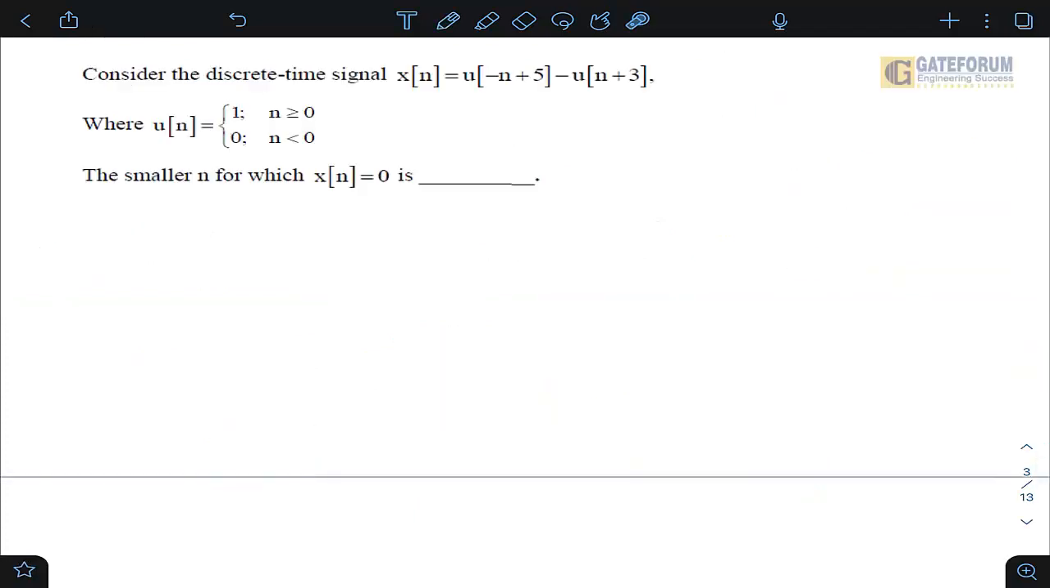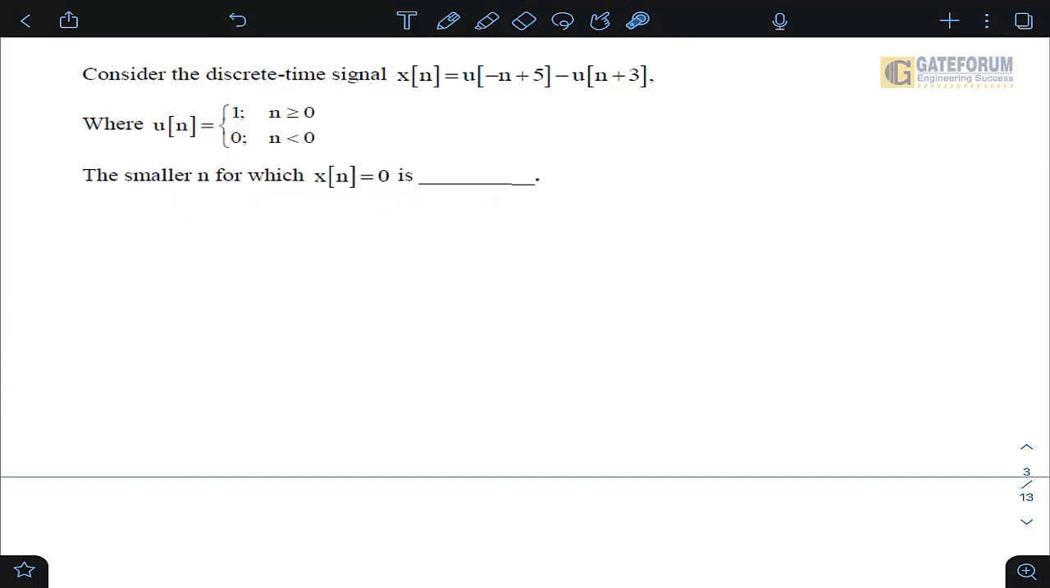This question was asked in GATE 23 of instrumentation, from the signals and systems subject and the fundamentals of signals topic. The question is: consider the discrete time signal x of n, where u of n is 1 for n greater than or equal to 0 and 0 for n less than 0. The smallest n for which x of n equals 0 is how much?